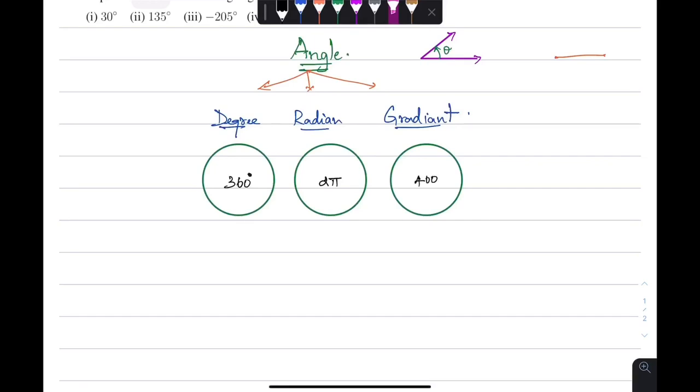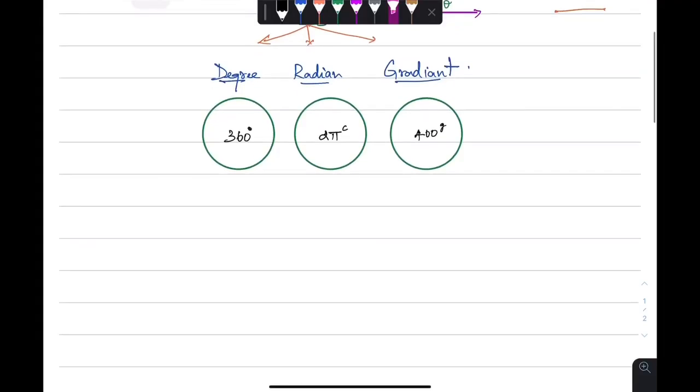The way to represent degree, you know that, and for gradient you put a superscript g, and for radian you put a superscript c. Let me put it again: 360 degree is equal to, in terms of radian, 2 pi radian, which is equivalent to 400 grads.